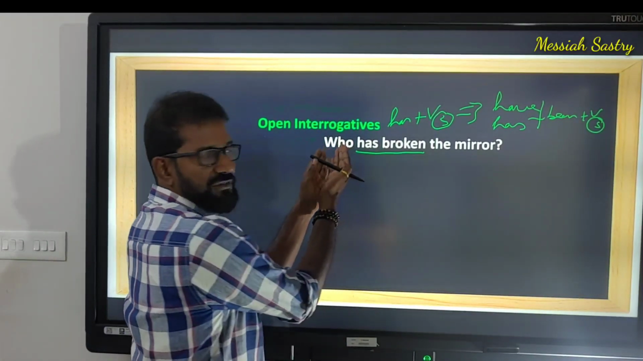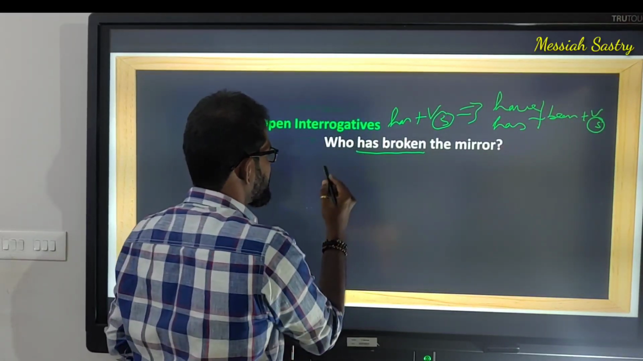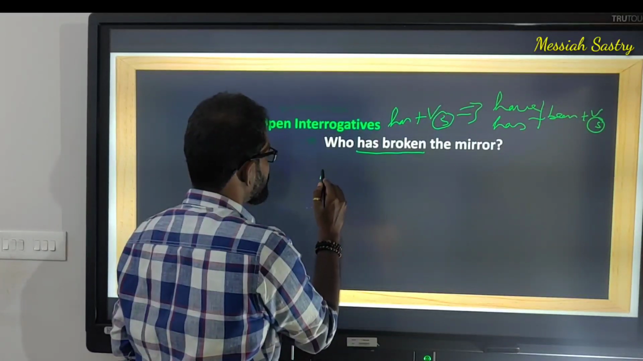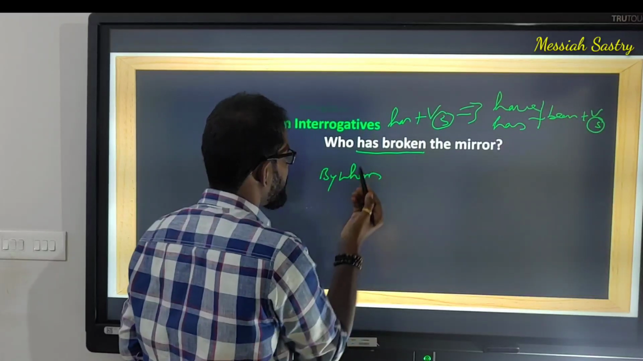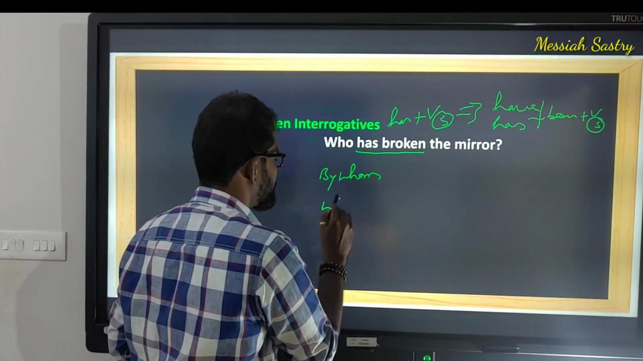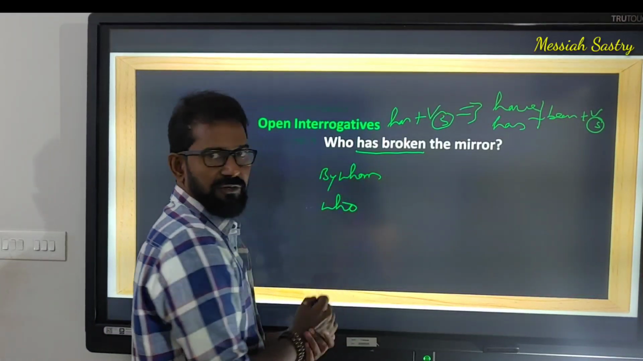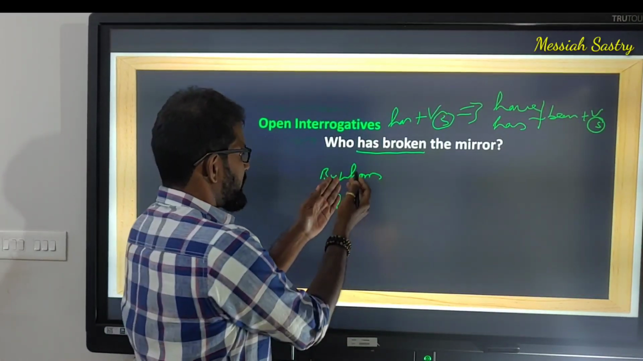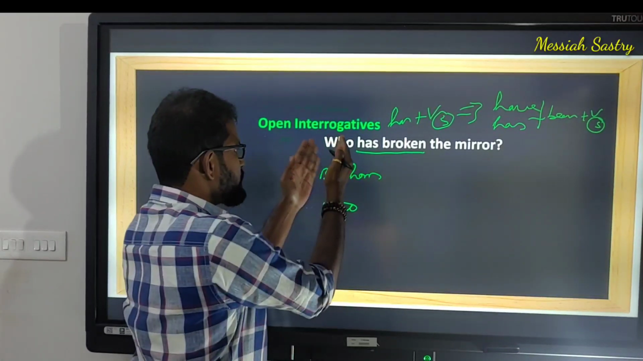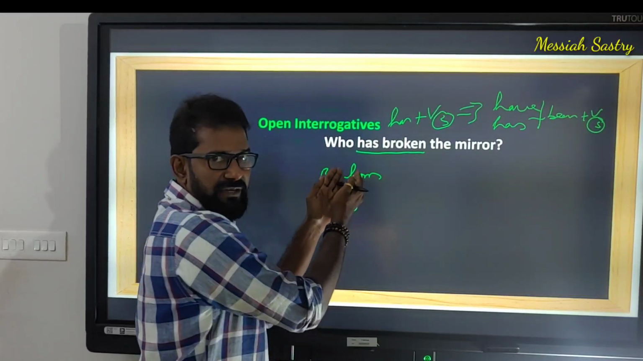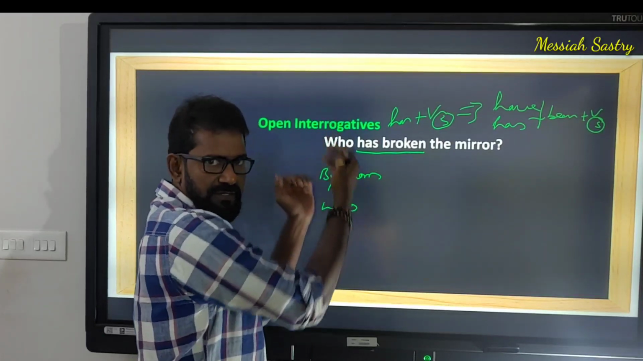Now when there is a question word, we just write the question word first. So here is who. When it comes to who, we write by whom. Of course, we can also write who. There are two possible ways of writing, starting with by whom or who. So let us go with starting with by whom. So first write the question word. Only who takes by whom.